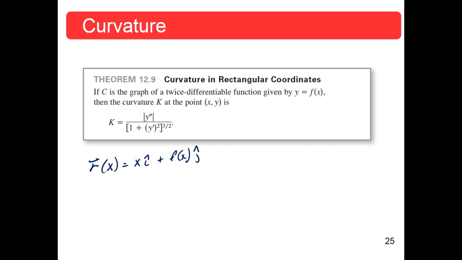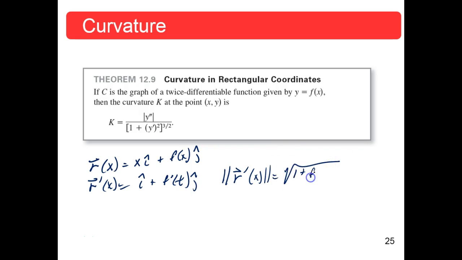All right. So then your r prime of x is equal to i plus f prime of x j, okay? And then your magnitude of your r prime of x is equal to the square root of 1 plus f prime squared.